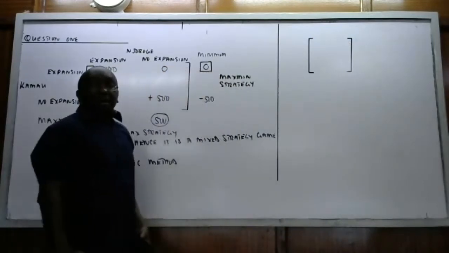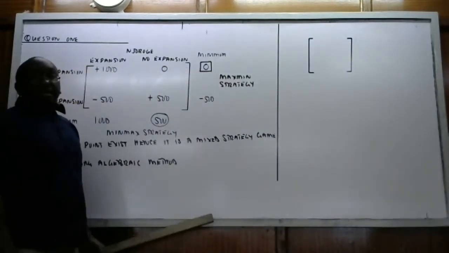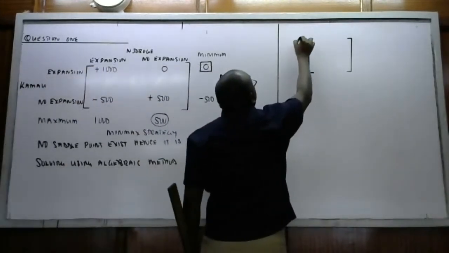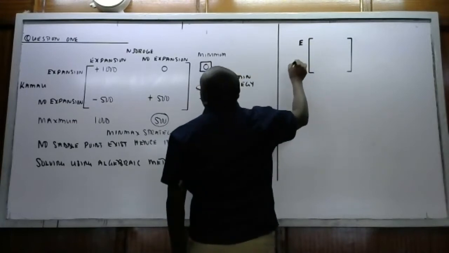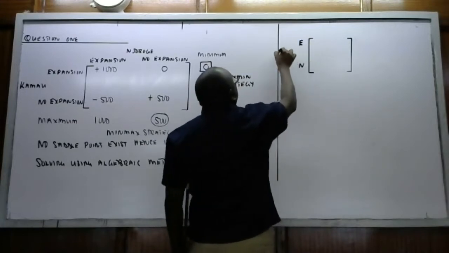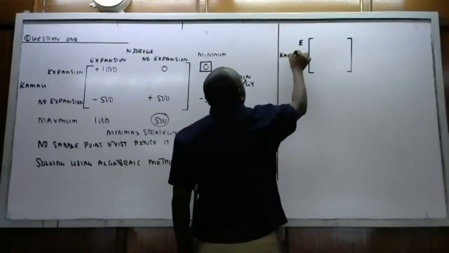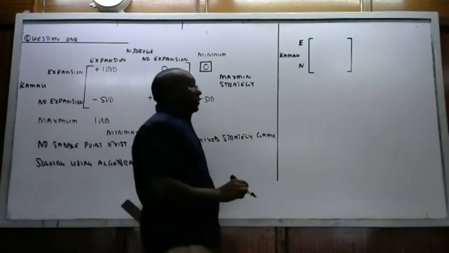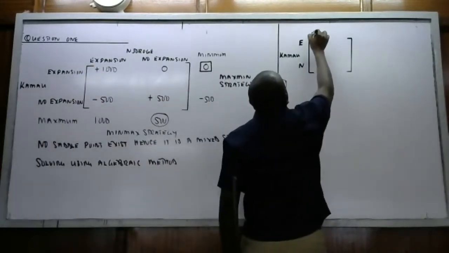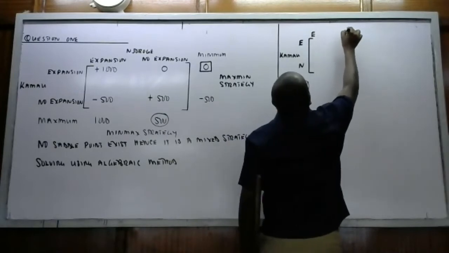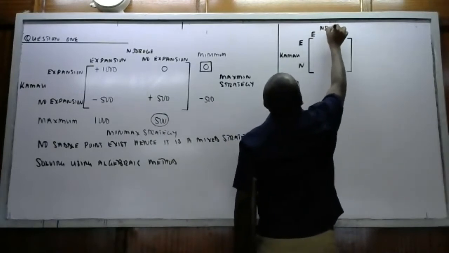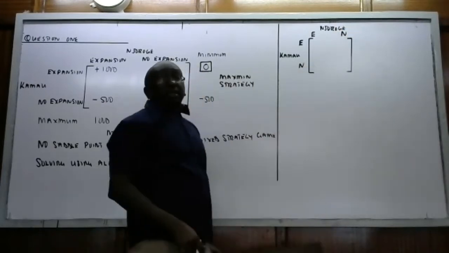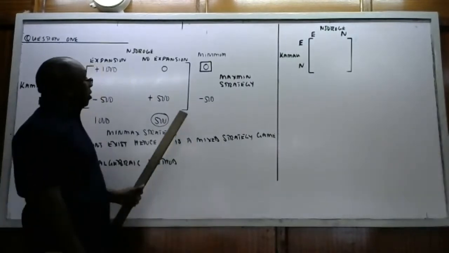Solving using algebraic method. For the interest of space, I will call this one expansion, E, and this one I call N. This is because of Kamau. For the interest of space, I will use those initials. Then here, this is E and N, and this is for Joroge. And this N has nothing to do with Joroge. It is just the first letter for no expansion.